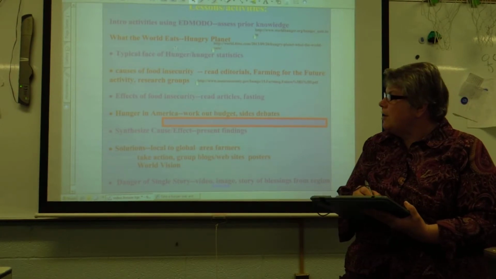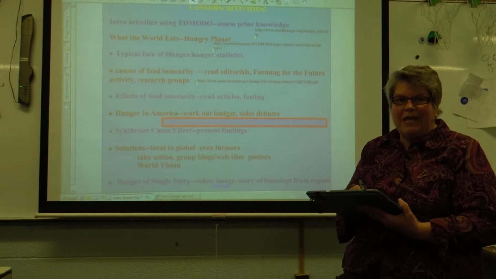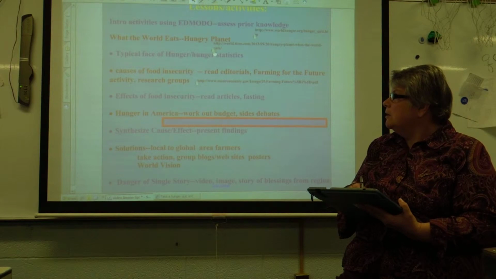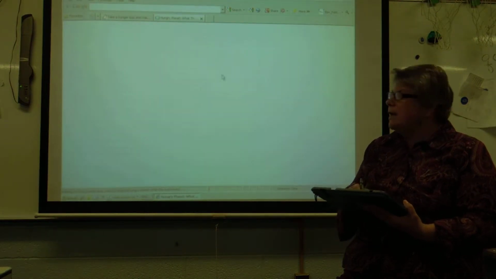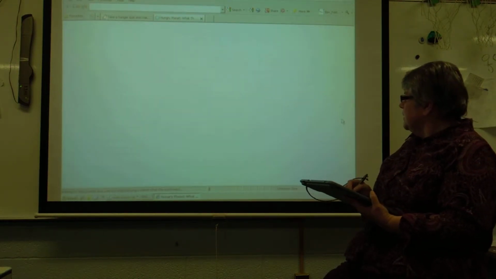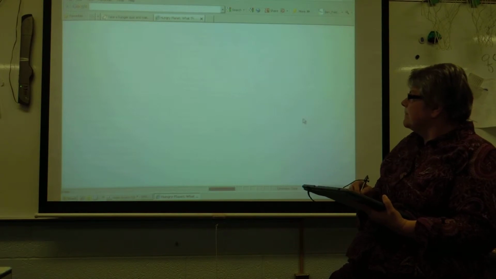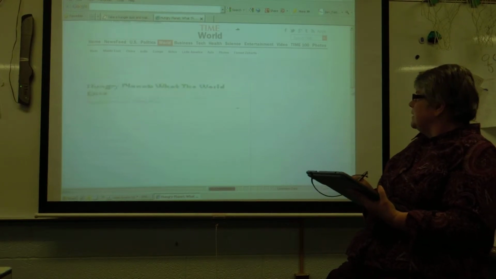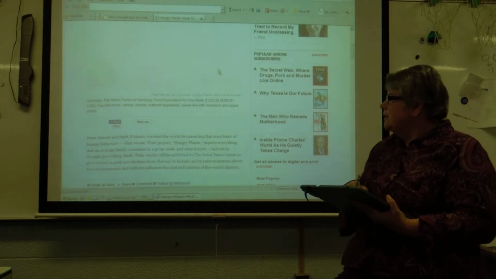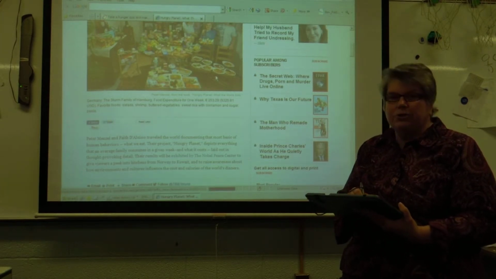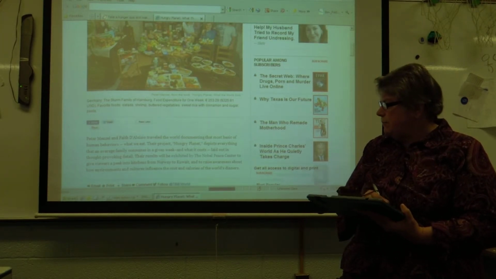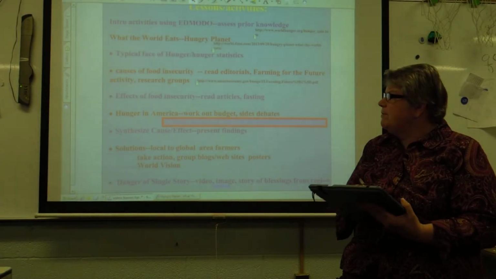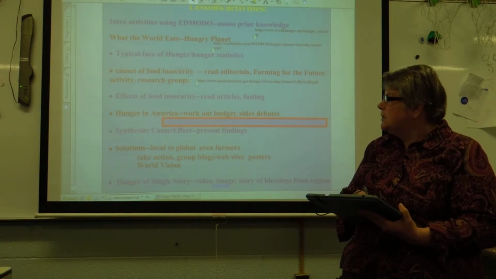And after we assess prior knowledge, we're going to look at what does the world eat? What's a typical meal around the world? And Hungry Planet site gives us great pictures where we can see the typical food for a family in different countries. This, for example, is Germany, and we'll look at many different places around the world. That's to give them the multiple perspectives that are part of it.